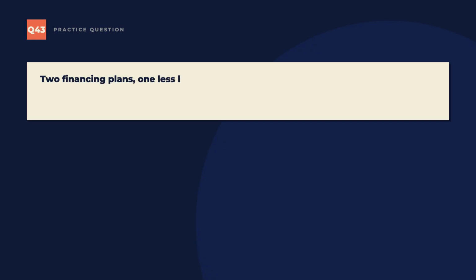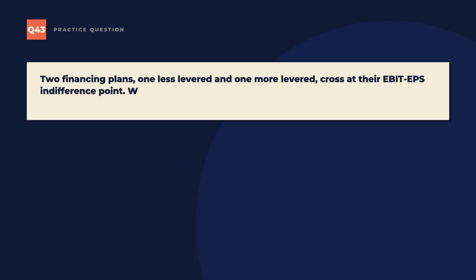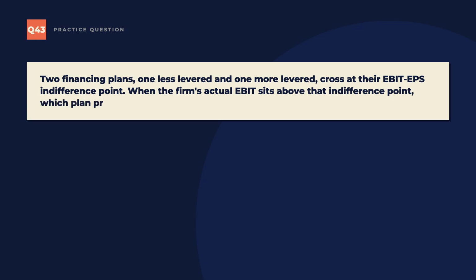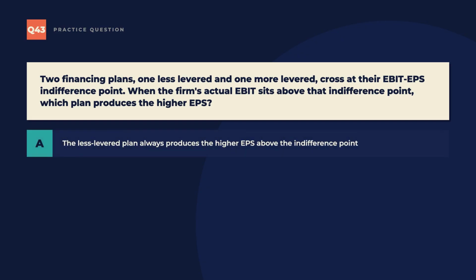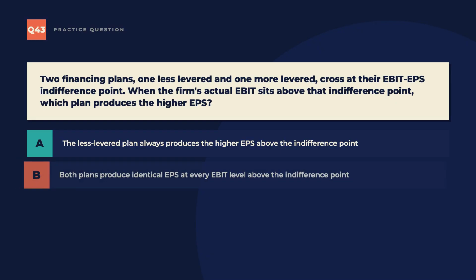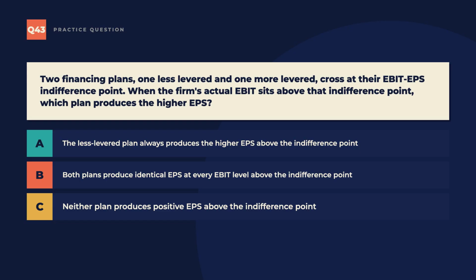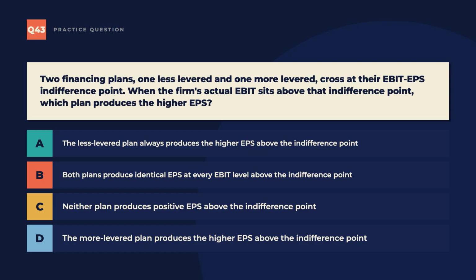Question 43. Two financing plans, one less levered and one more levered, cross at their EBIT-EPS indifference point. When the firm's actual EBIT sits above that indifference point, which plan produces the higher EPS? Your options are: A. The less levered plan always produces the higher EPS above the indifference point. B. Both plans produce identical EPS at every EBIT level above the indifference point. C. Neither plan produces positive EPS above the indifference point. D. The more levered plan produces the higher EPS above the indifference point.